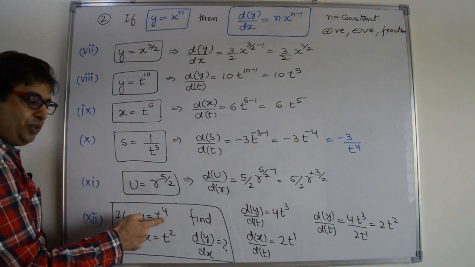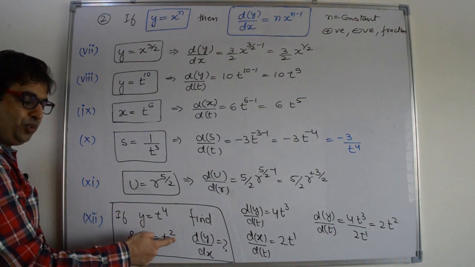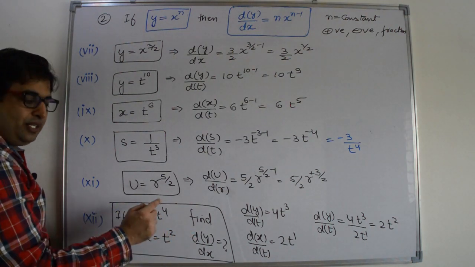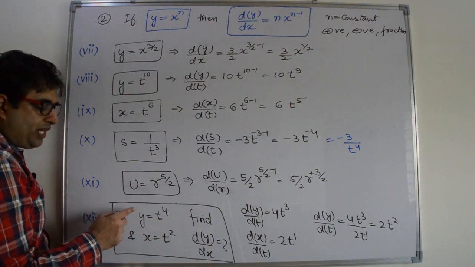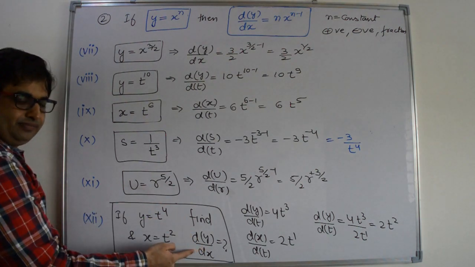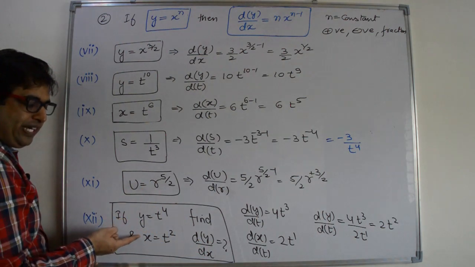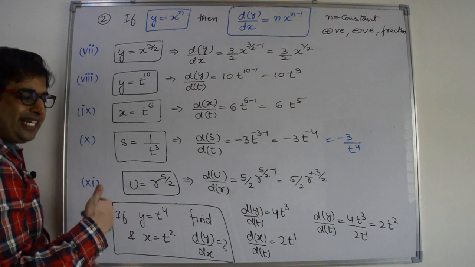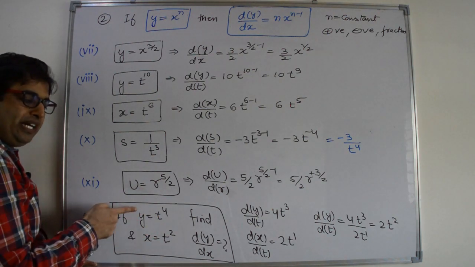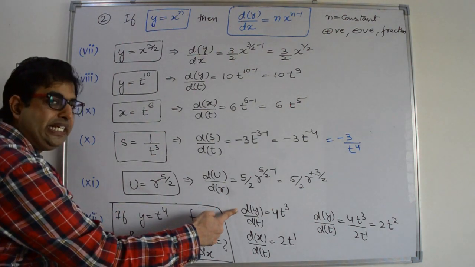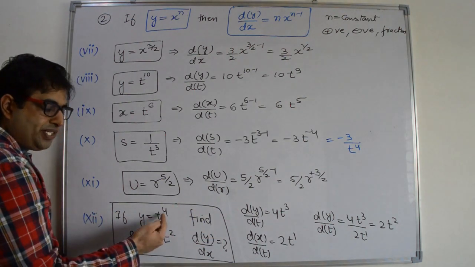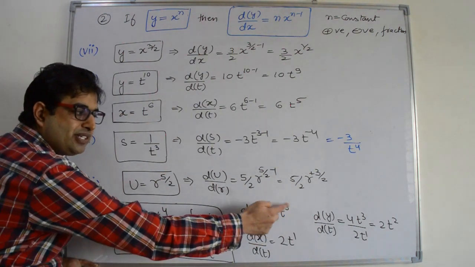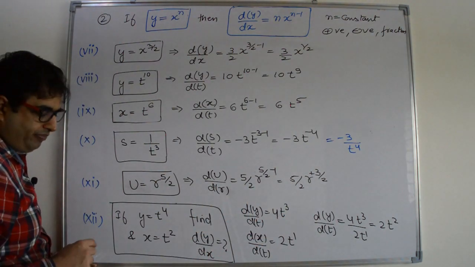Last example. Here x and y both depend on t. Here y is equal to t power 4 and x is equal to t power 2. What are they asking? Find dy by dx. Both depend on t, so you can't calculate it directly. One method is to put the value of x here, replace it with t square, and put it here. The second method is, because y depends on t, find dy by dt. What is dy by dt? The power will come in multiplication, 4 t power 3 if you subtract 1.